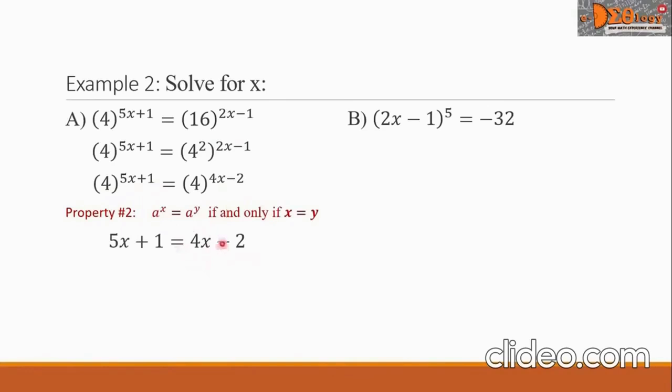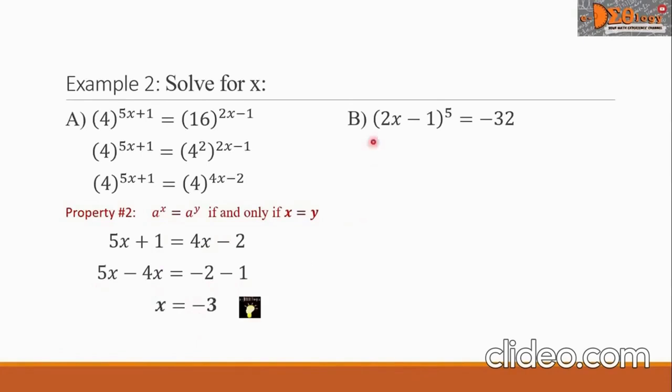The 4x on the right side, we will transpose on the left. Of course, the sign must be changed. Also, this plus 1, we will transpose on the right side. The sign will be changed. So, we have now 5x minus 4x equals the negative 2 and minus 1. To simplify further, the 5x minus 4x becomes x, and this is equal to negative 2 minus 1 is negative 3.